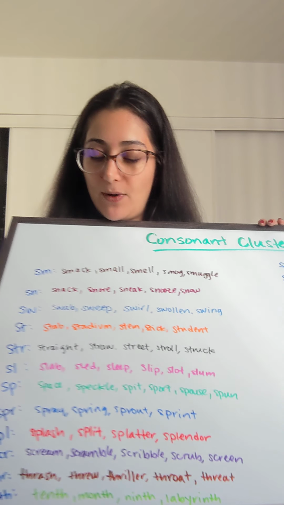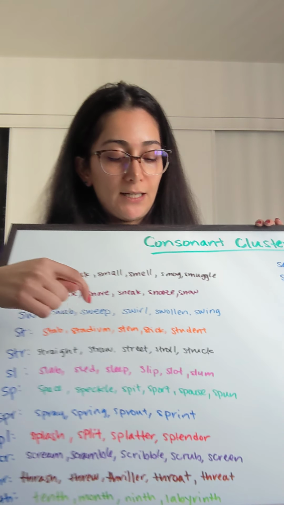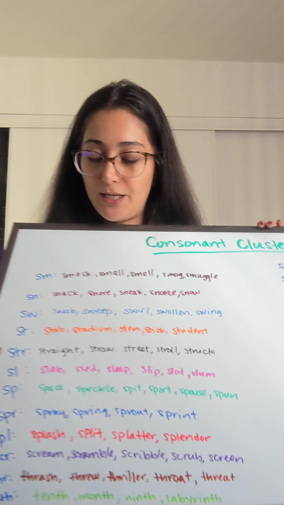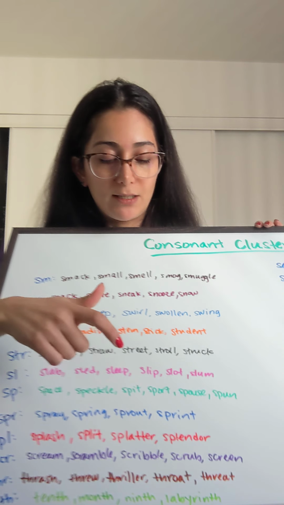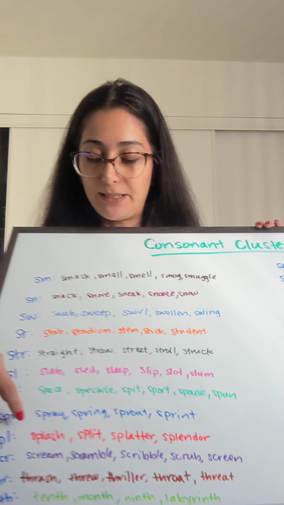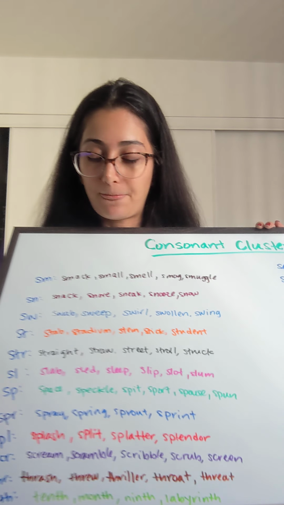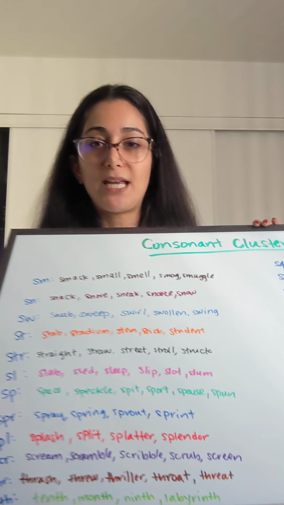SP, like space, speckle, spit, sport, spouse, and spun. We have another triple consonant cluster here, which is SPR: spray, spring, sprout, and sprint. SPL, another triple there: splash, split, splatter, and splendor. SCR, skr, like scream, scramble, scribble, scrub, and screen.